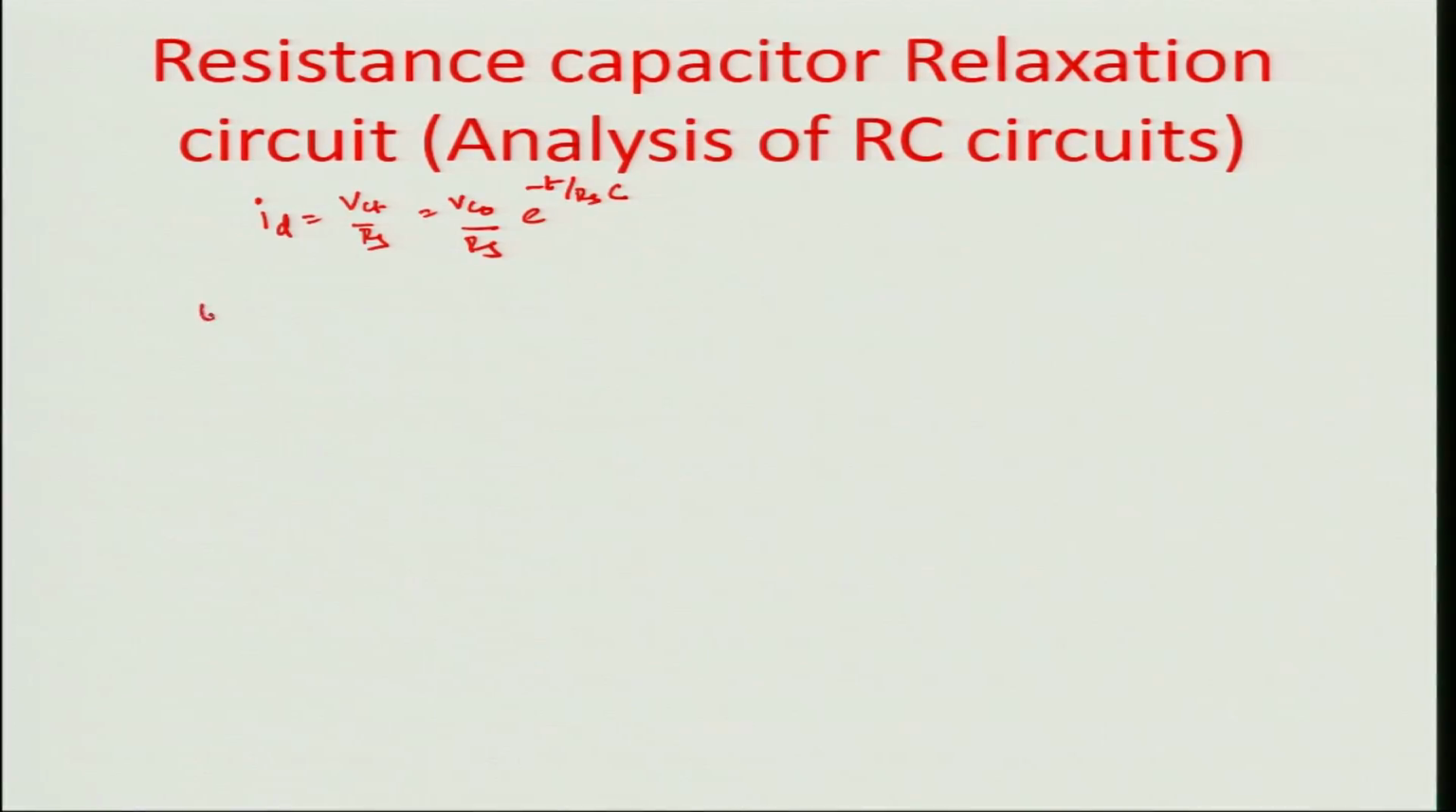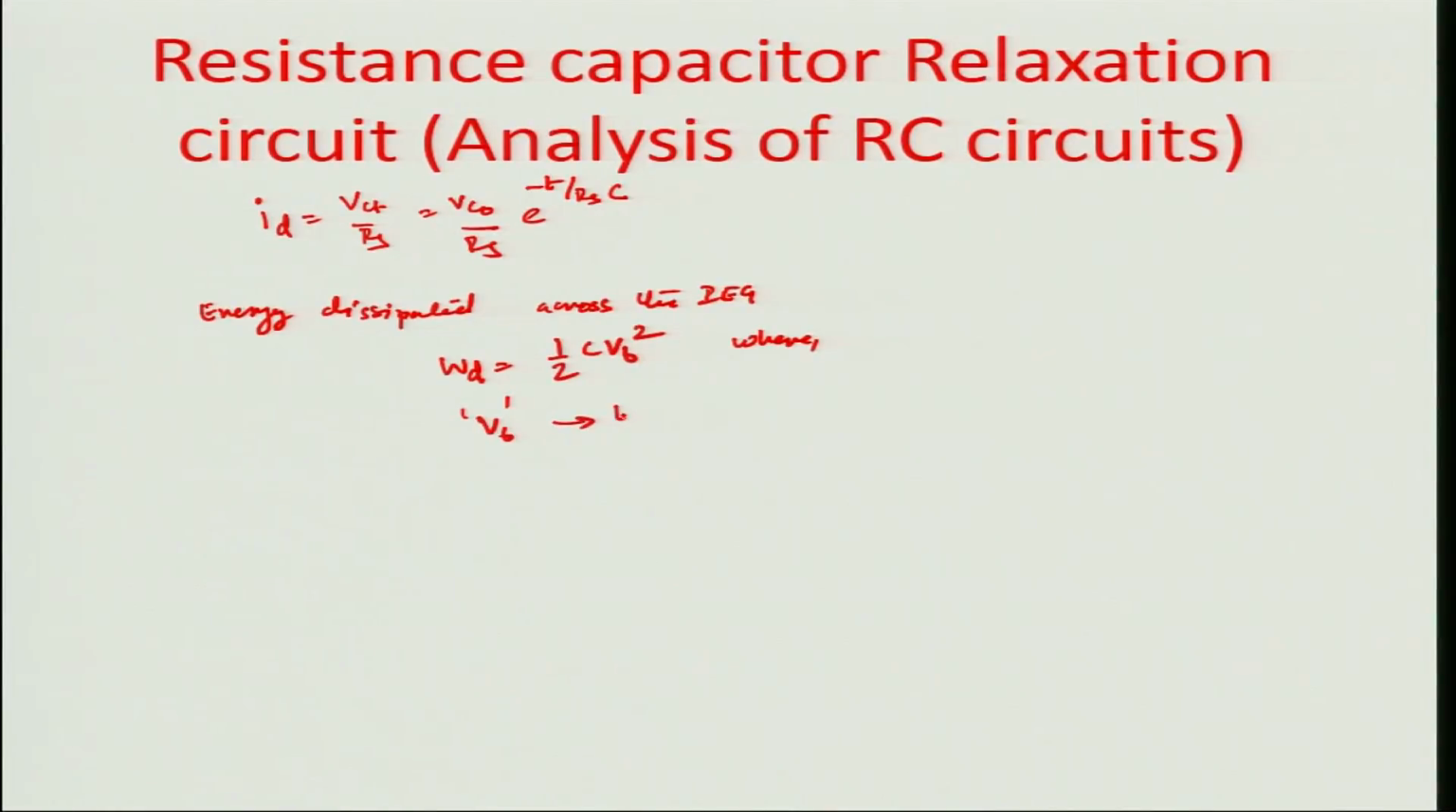So if we look at the energy dissipated across the IG, the inter-electrode gap, that would be given by W = 1/2 C VB squared, where again VB is the breakdown voltage, as VCT is already known to be V0 (1 minus e to the power of minus T by RC times C).